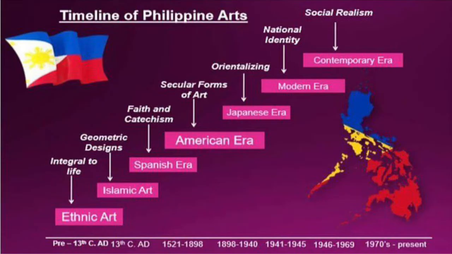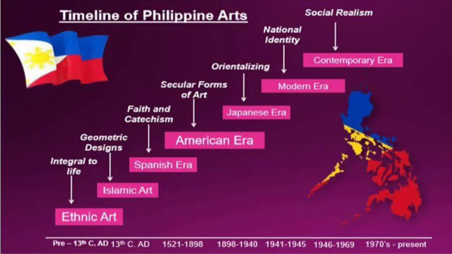The first era of Philippine art is the pre-conquest or ethnic art. In historical terms, we refer to art before the coming of the first colonizers as pre-conquest, while in stylistic terms, we refer to it as indigenous, to emphasize the idea that our ancestors had been making art even before the colonizers came.